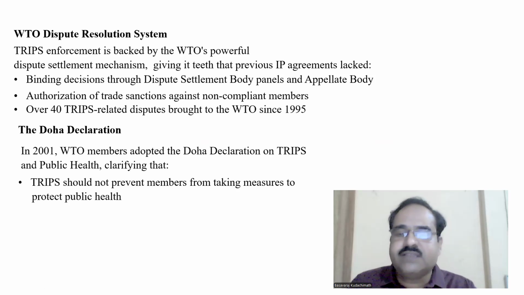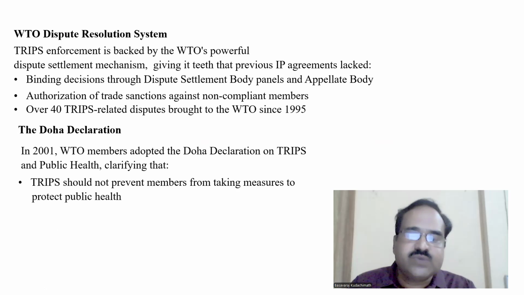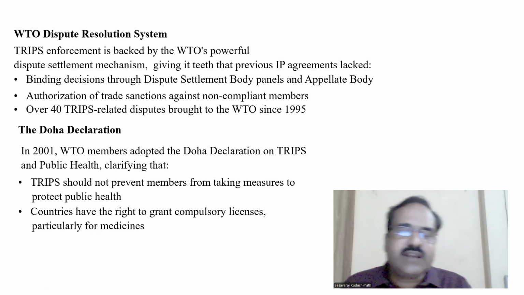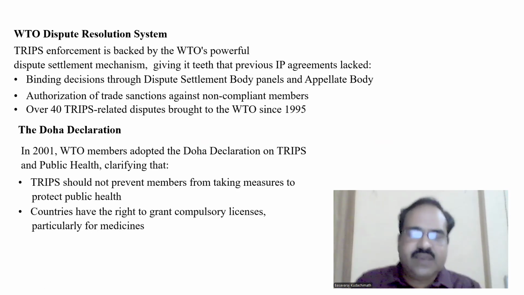If at all any public health is at stake and the government wanted to use certain kinds of intellectual property of the private companies, it can take charge under the Doha round. When it is the stake of public health, the government may intervene and it can compulsorily tell the patent owners to sell the patents to the government for a particular price or for a particular royalty. Next one is countries have the right to grant compulsory licenses, particularly for medicines. The companies have rights to issue the licenses.